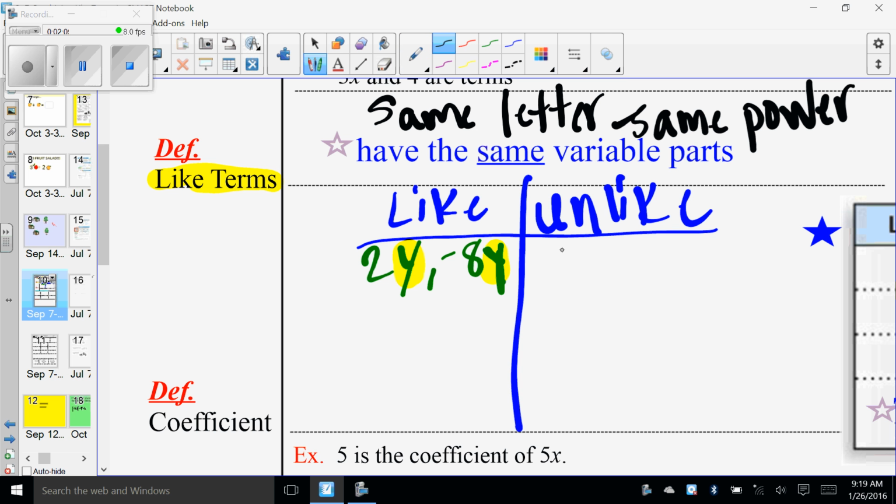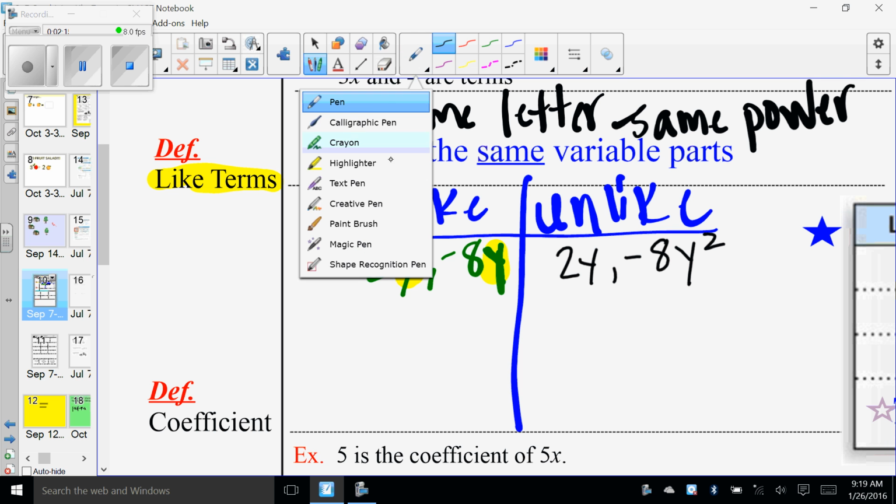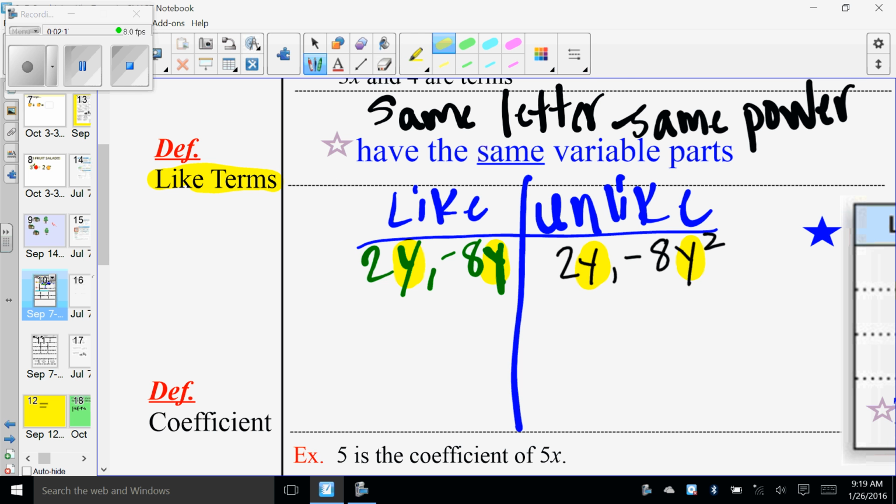So let's look at something that is unlike. Unlike terms would be that same 2y, but if I were to change the power and say negative 8y squared. Now when I look at the variable, yep, same variable. Problem though is this power is different, so those are unlike terms.